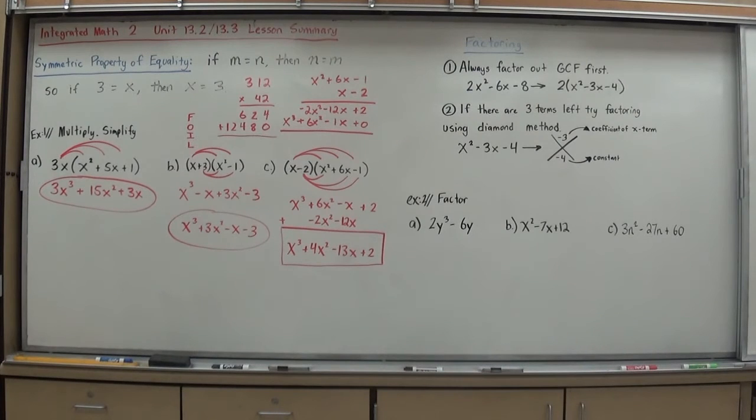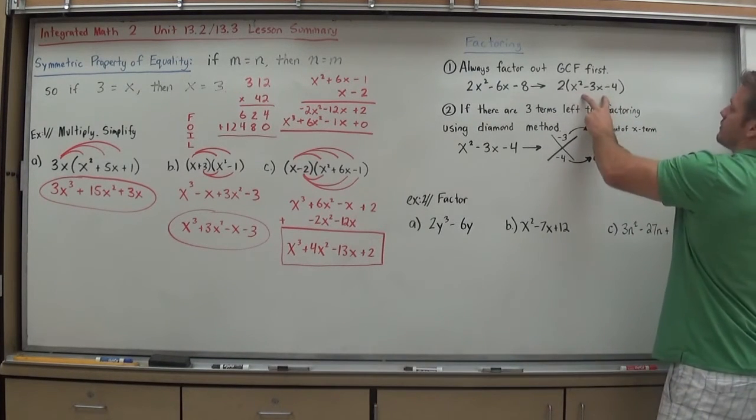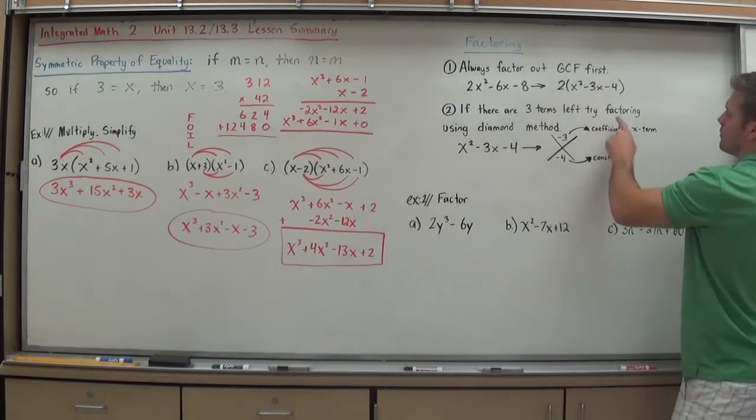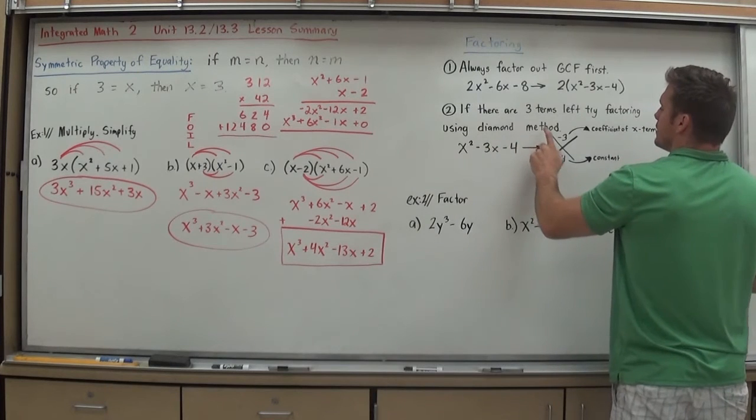What's going to be a little more complex now is we now expect you to factor this a little bit further. X squared minus 3x minus 4 is a factorable trinomial. So if there are 3 terms left, you can try factoring using the diamond method.